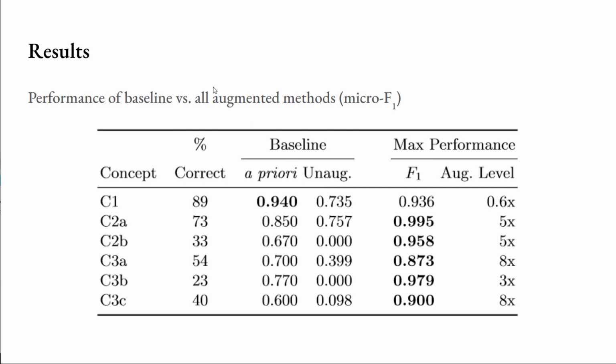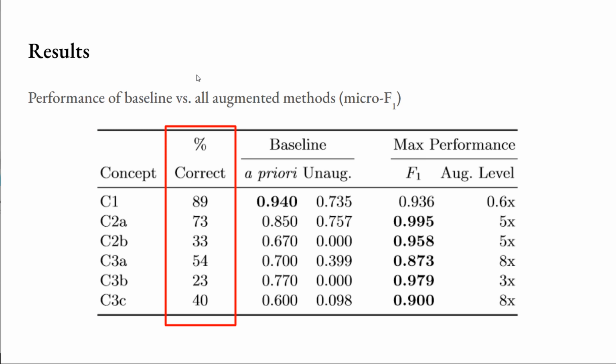This table summarizes the results from the experiments. You can see from the first column that this shows concepts. The number designates the question that the concept came from, and the lowercase letter indicates the concept being evaluated. So for instance, question 1 had only one concept, C1. Question 2 has 2 concepts, C2A and C2B, and question 3 has 3 concepts.